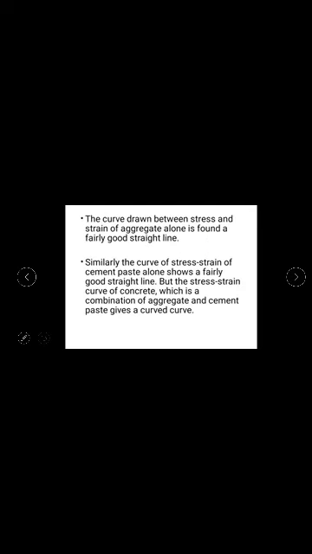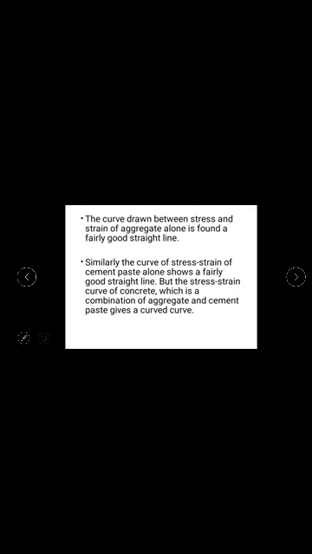The modulus of elasticity of concrete can be measured in compression, tension or shear. You can measure it in any kind of stress. The modulus of elasticity in tension is equal to the modulus of elasticity in compression.